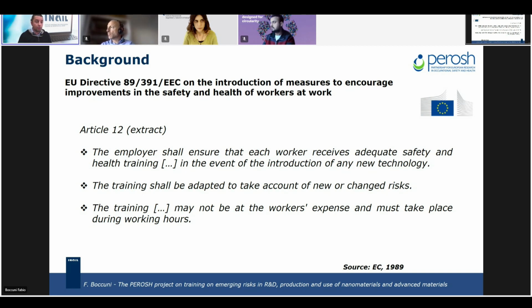Just to remind the audience that training activities are mentioned in the EU Directive 391 on safety and health at work as an activity to prevent risk, in charge of the employer, who shall ensure that each worker receives adequate health and safety training with particular reference to the introduction of new technologies. This training should be adapted to take into account new, ever-changing risks. This is the case of the introduction of nanomaterials and new advanced materials in the processes.